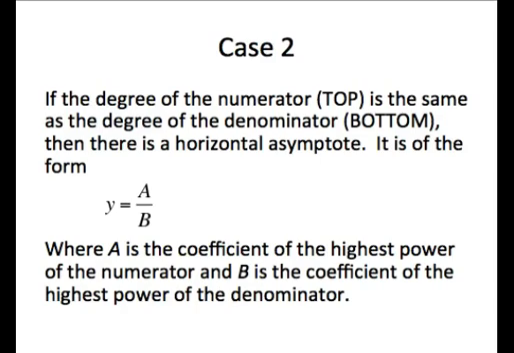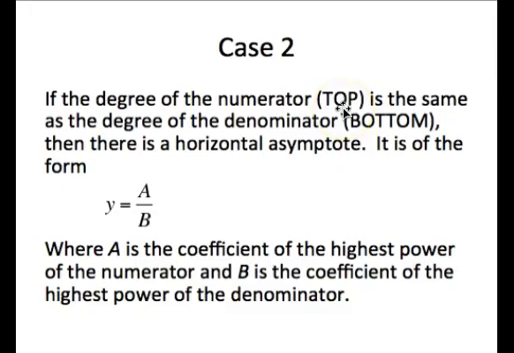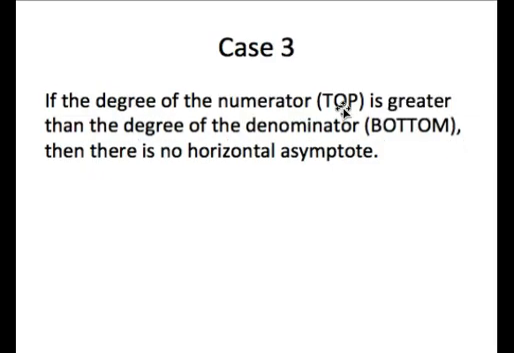So here's a formal look at that second case. If the degree of the numerator, the top, is the same as the degree of the denominator, the bottom, then there is a horizontal asymptote. It is of the form y equals a over b. A is the coefficient of the highest power of the numerator. B is the coefficient of the highest power of the denominator. So in this example, a is negative 6, b is 1. Coefficient of the highest power, negative 6 here. Coefficient of the highest power here, 1x cubed. So indeed, y equals negative 6 over 1, or y equals negative 6 was the horizontal asymptote for that example.